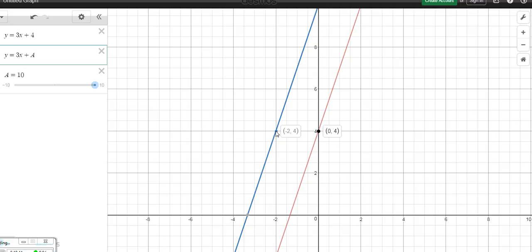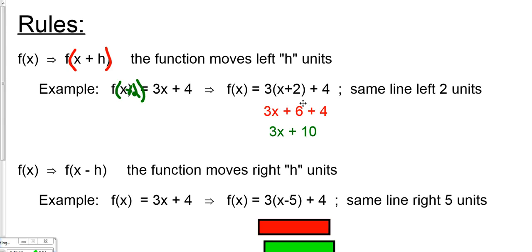I know it looks the same as going up 6 units, but this was actually moving left 2 units. Kind of hard to see it with linear. If you do it with a quadratic or an absolute value, it'll be a little more exact.